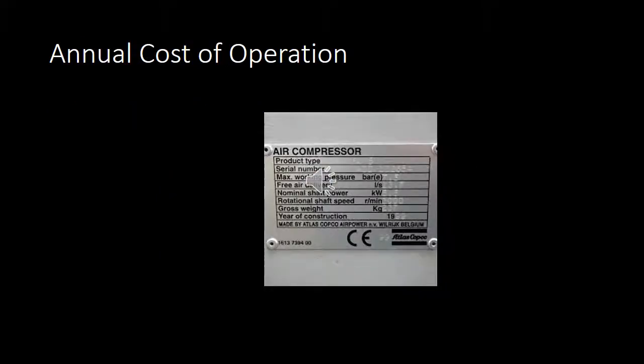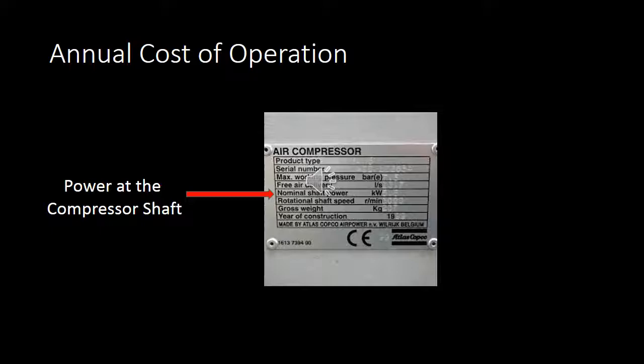To calculate the annual operating cost of a compressor, you need to collect the following data. First, you need the power at the compressor shaft. If the compressors are rated in horsepower, convert that value to kilowatts. You can multiply by 0.75 and round to the nearest 10 kilowatts. For example, if you have a 200 horsepower compressor, use 150 kilowatts.